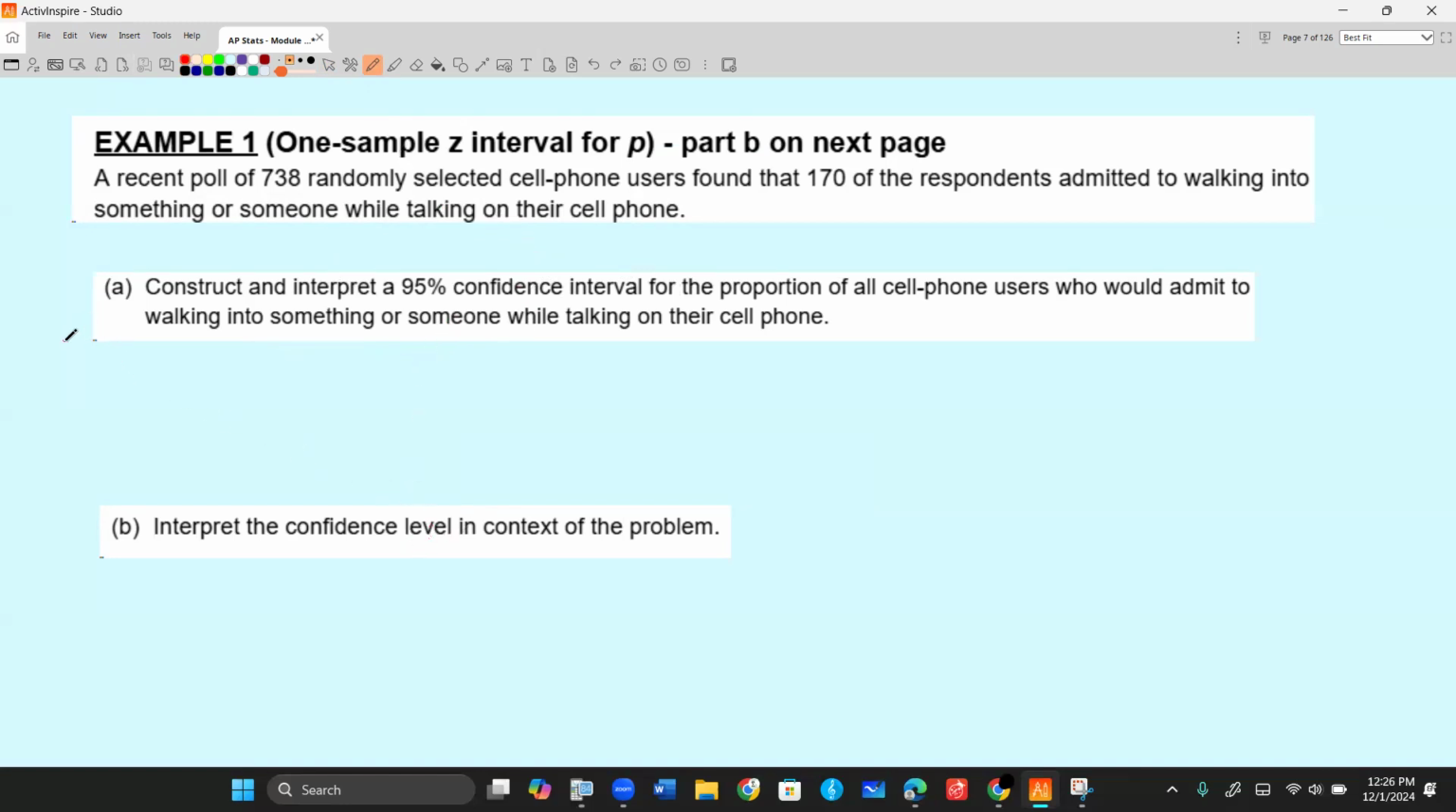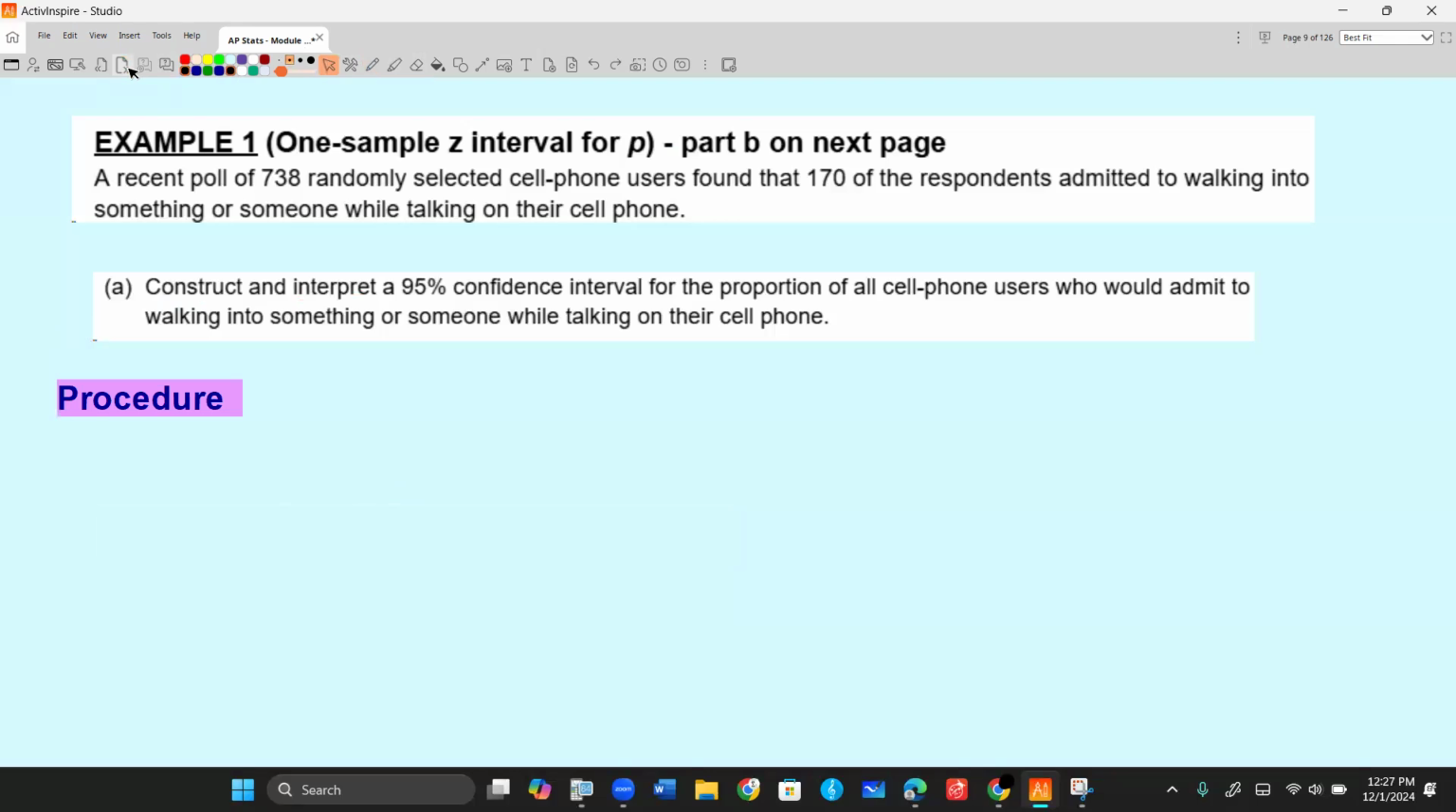Now, part A is the bulk of your work here. When it says construct and interpret, this is where you're following those procedures to get all the things checked off the list here. The last part's going to usually be a follow-up question. In this case, it's interpreting the level. We have a template for that as well. So let's talk about the first thing we do.